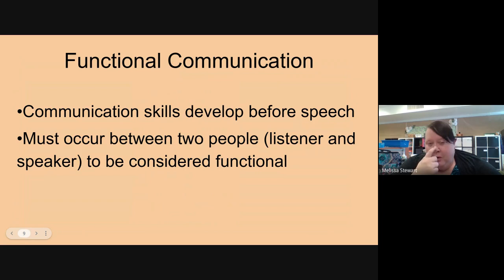The answer to that is no. Communication skills develop before speech. So young children as early as 6 months of age begin to understand gestures and will use them to communicate to caregivers. So they might point to something they want, like pointing to the bottle on the shelf if they want milk. And for an interaction to become considered functional, it just must occur between two people, the listener and the speaker.